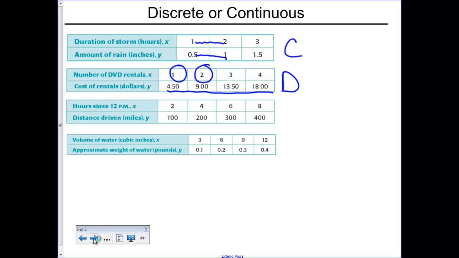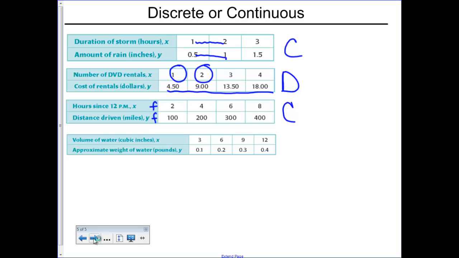Next one down, hours since 12 p.m. and distance driven. Well, we can measure more than just 2 hours, 4 hours, 6 hours. We can measure 2.5 hours, 2.25, 2.75 hours. So we can measure fractional values for the first one. And we don't know how fast we're going. And if we're going to measure a fractional hour, then we can probably have a fractional mile as well. Since I could have fractional numbers in both, we should have a solid line if we were to actually graph all the hours or all the miles driven since 12 o'clock noon. So that would be a continuous graph again.